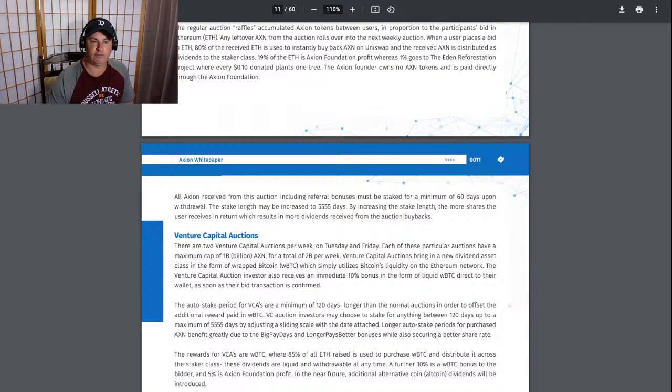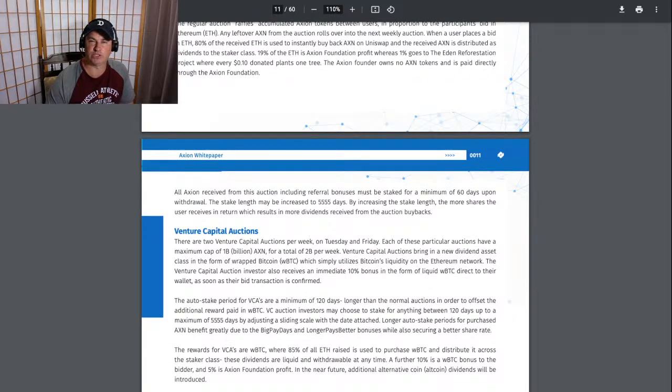All Axion received from this auction, including referral bonuses, must be staked for a minimum of 60 days upon withdrawal. The stake length may be increased to 5,555 days, which is 15.2 years, and by increasing the stake length, the more shares the user receives in return, which results in more dividends received from the auction buyback. So that's the main takeaway for you. If you're seeing this, by increasing the stake length, you'll gain more shares and you'll receive more dividends in return. That's the big takeaway there for you if you're new to Axion.